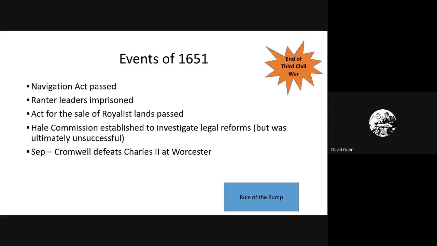The ranters are imprisoned. Royalist lands continue to be sold. The Hale Commission is established to try and change the legal system, again looking for kind of constitutional settlement. And Cromwell defeats Charles II at Worcester in 1651, which is the end of the Third Civil War, but we're continuing with the rule of the rump. So we haven't had any changes to government. We can see that there's still attempts to find a constitutional settlement, but there's these kind of royalist threats.